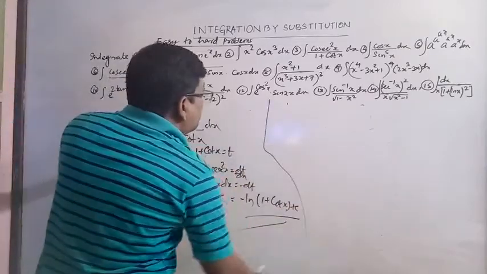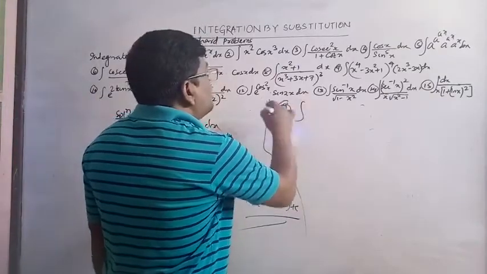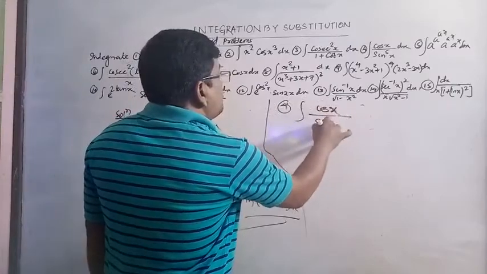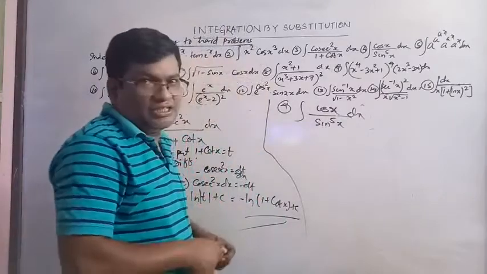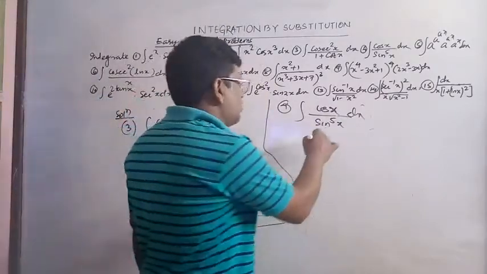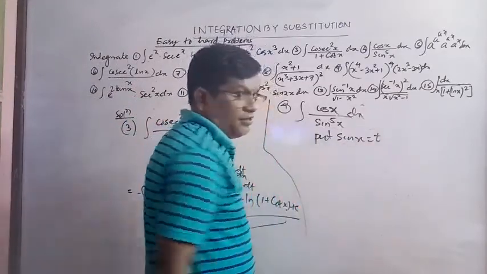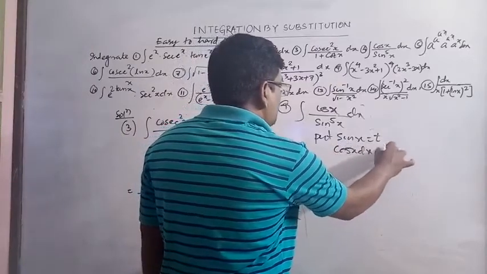Now question number 4. What is question number 4? This is question number 4: integration of cos x divided by sin to the power 5 x dx. What is the derivative of sin x? The derivative of sin x is cos x. So put sin x is equal to t. So cos x dx is equal to dt.